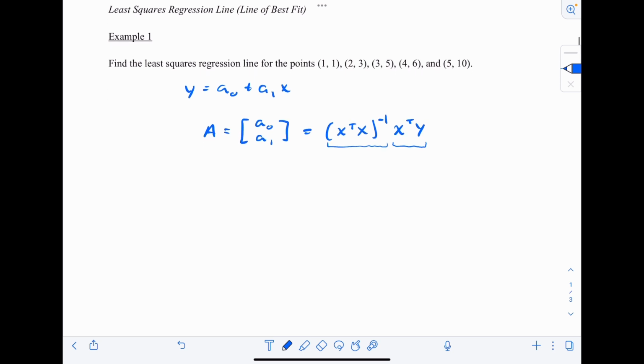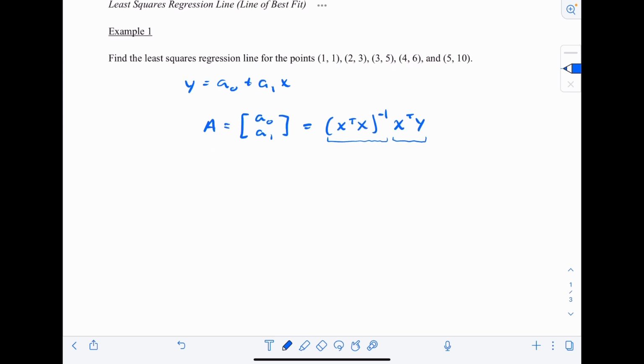So we've got our points, (1, 1), (2, 3), (3, 5), (4, 6), and (5, 10). And we are going to put those into two matrices, like I said. The first matrix that we're going to create is the X matrix. This matrix is always 2 columns. Obviously, the number of rows is based on how many points you have. The first column is always ones. In this case, we have 5 points, so we'll have a column of 5 ones. The second column is all of the x values from our points.